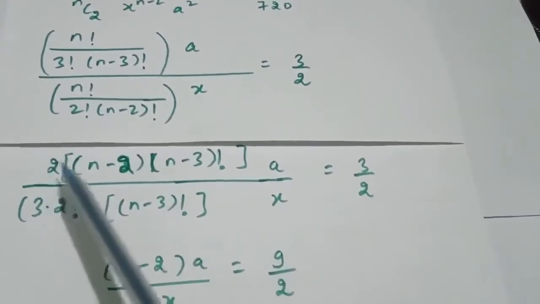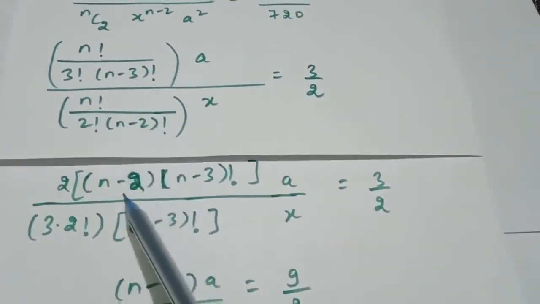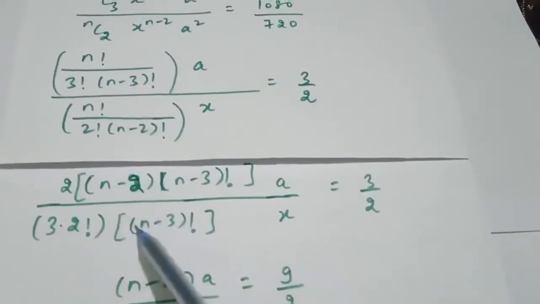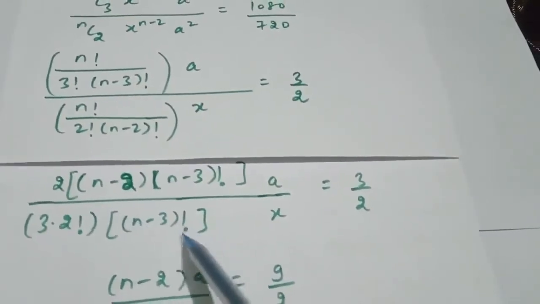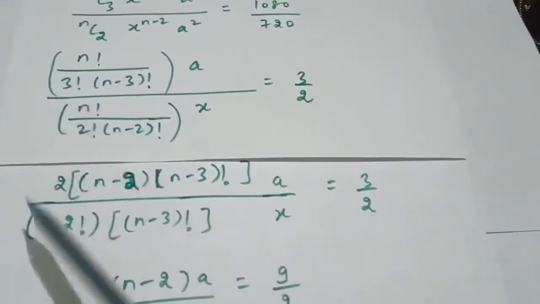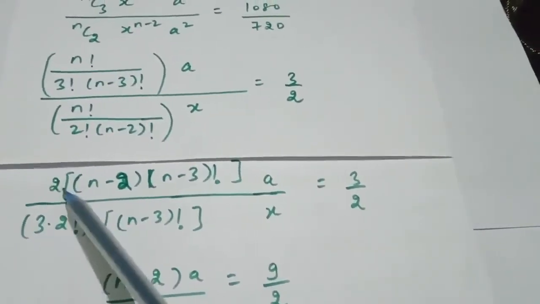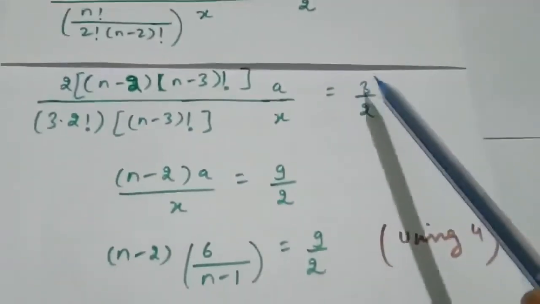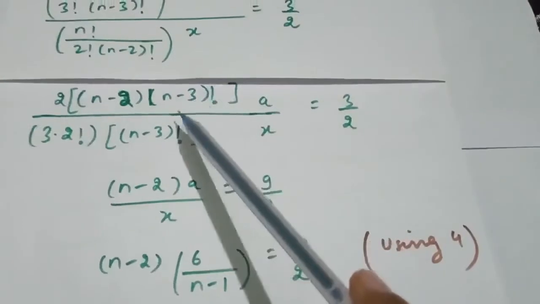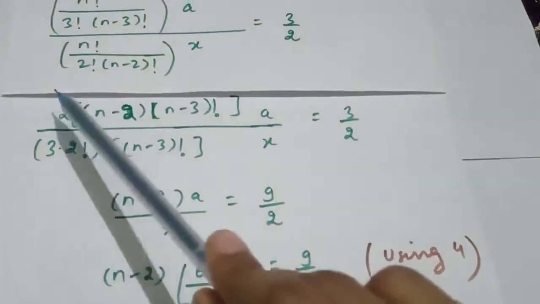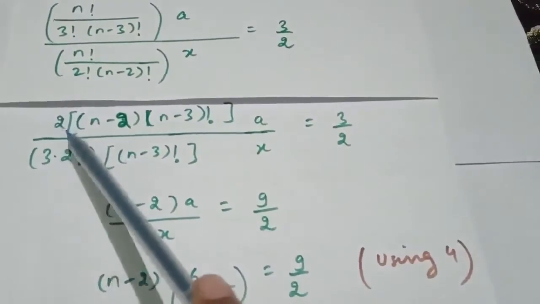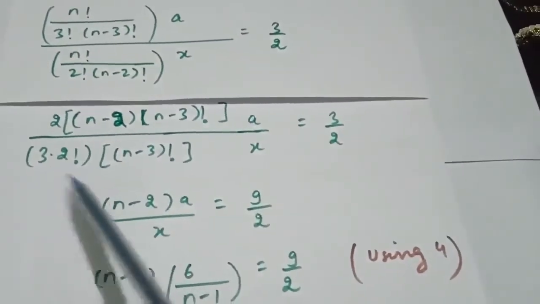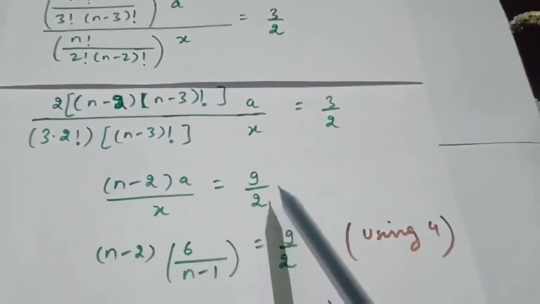So 2 factorial is 2. Also writing this (n minus 2) factorial as (n minus 2) into (n minus 3) factorial, because in the denominator we will get (n minus 1), (n minus 3) factorial, and writing this 3 factorial as 3 into 2 factorial, because in the numerator we have this 2, or you can say 2 factorial, into a upon x is equal to 3 by 2. Now cancel this (n minus 3) factorial. Also cancel this 2 factorial with 2, because 2 factorial is 2 only. So you will get (n minus 2) a upon x. Take this 3 that side, equal to 9 upon 2.